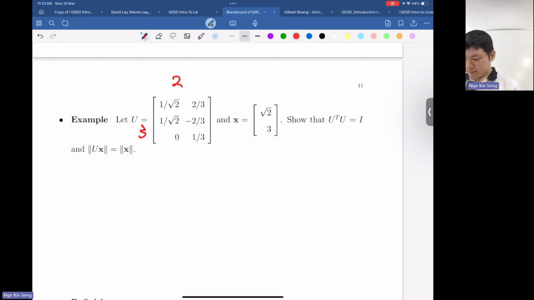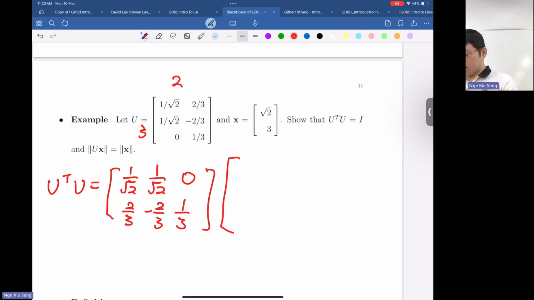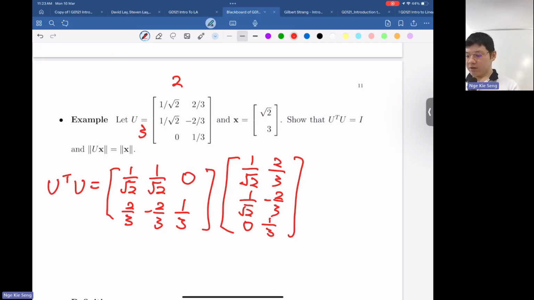Okay, let's do that. UTU equals identity. So what is UTU here? We transpose U, so the columns become rows, and the rows become columns. Then multiply by U. How many things do you need to check here? It's 2 times 3 times 3 times 2, so you're going to get a 2 times 2 matrix here.